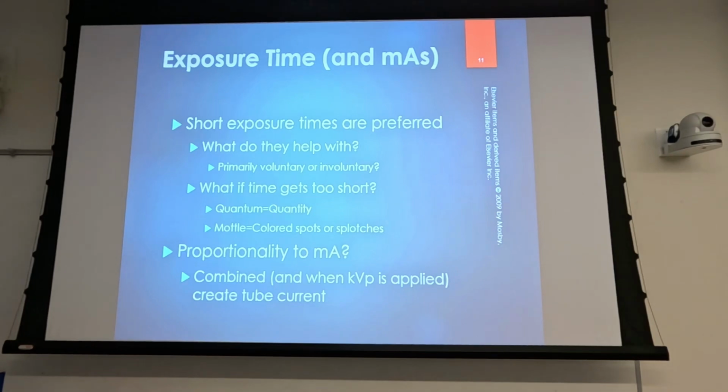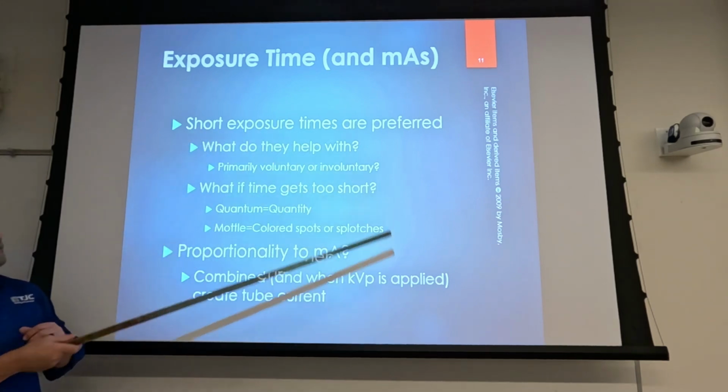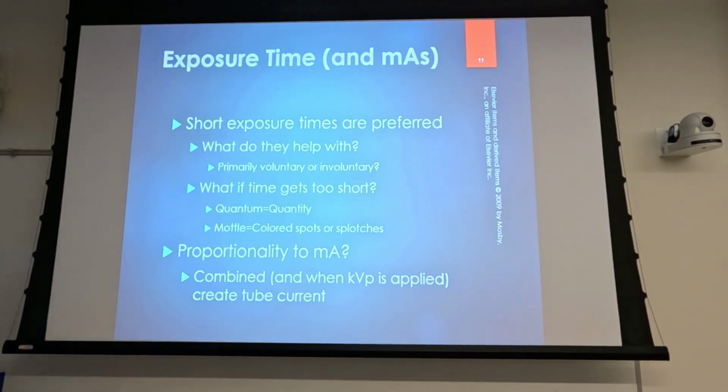So then you get to mAs. So a few things with mAs. Generally speaking, short exposure times are preferred, and that is because the main thing that will destroy your sharpness or recorded detail, your spatial resolution, is patient motion, okay? And it's one thing you fundamentally can't control. You can give them good instructions. You can tell them to hold their breath. You can tell them not to move. But if they move, right? So generally speaking, shorter exposure times are preferred to try to eliminate or at least limit motion artifact.